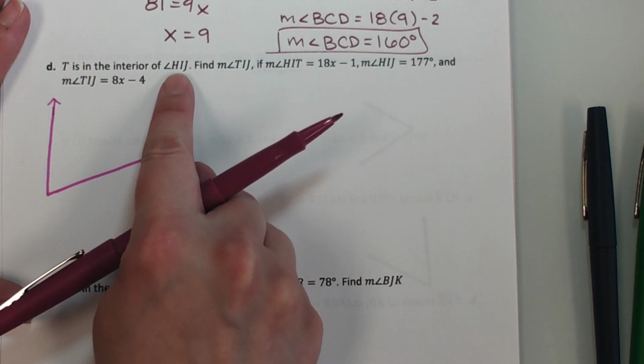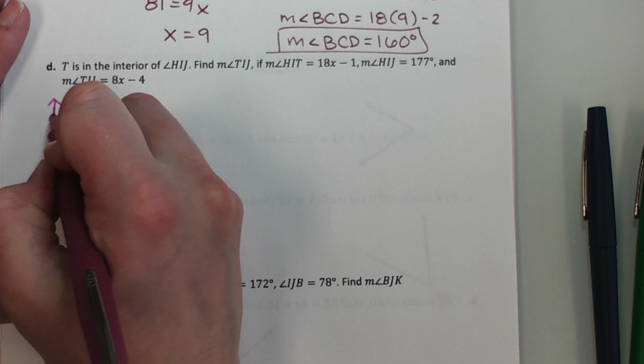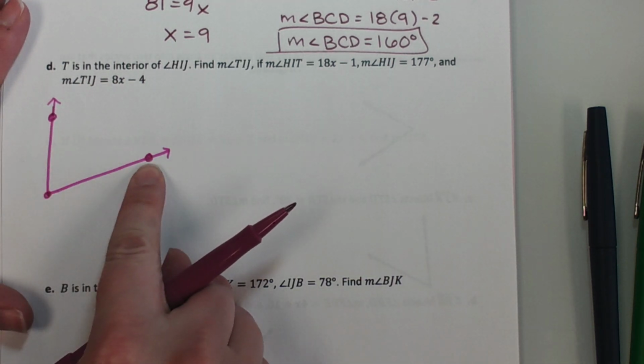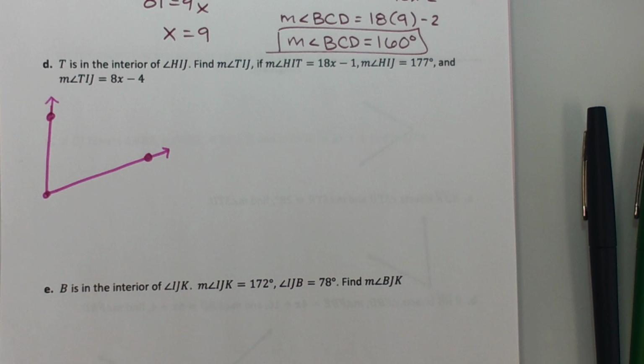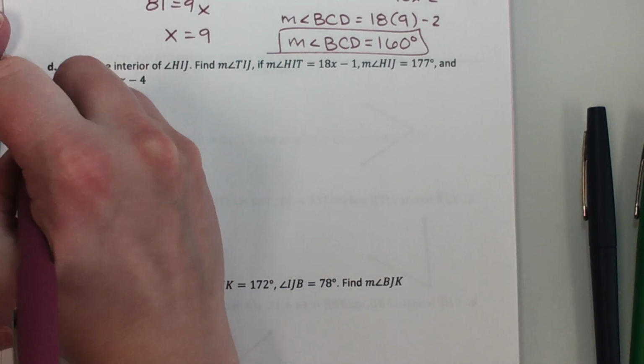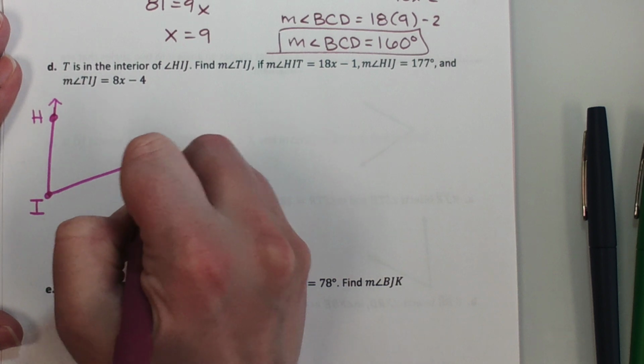HIJ. Close. If it's HIJ, I have to have a point on each ray. I have to have a point here. Which one goes here? I. Because that's the vertex of HIJ. These ones could be H and J, I don't care which one's which.